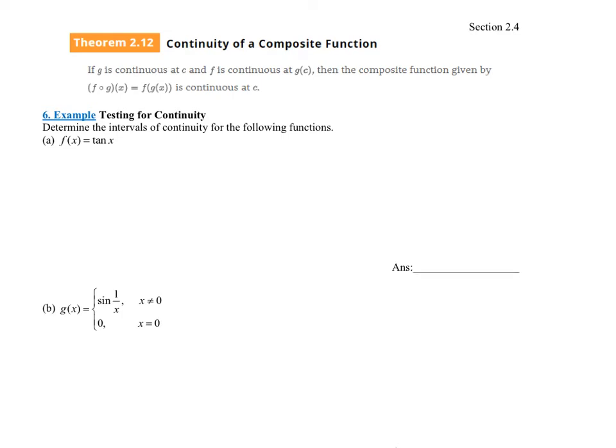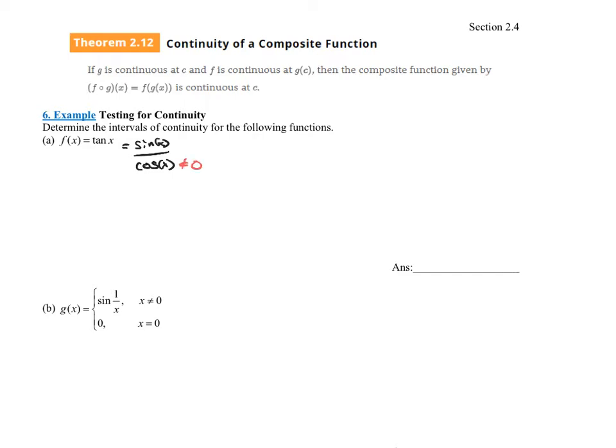So let's look at example 6 here again, testing for continuity. This first problem is a problem that we've done twice already, essentially. It says, find the intervals of continuity for f of x equals tangent of x. And we just did this on the previous page. Remember that tangent of x is sine of x over cosine of x. It is a fraction, and so we know that cosine of x cannot equal 0.